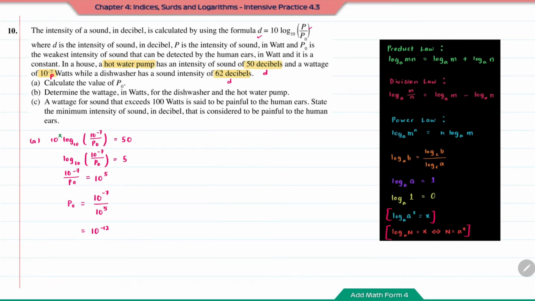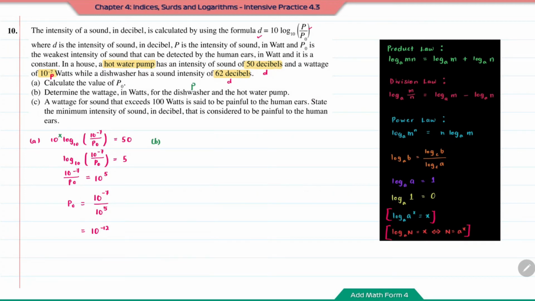Now we're going to move to question B. Determine the wattage in watts for the dishwasher and the hot water pump. So here the hot water pump, the watts is already 10 to the power of negative 7. So therefore there is no need for us to find it. So you're just going to find the wattage of the dishwasher. So the wattage for the dishwasher is the P.